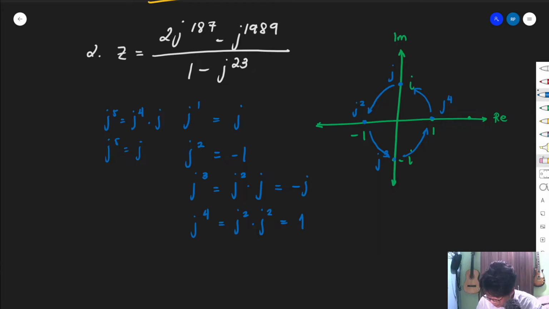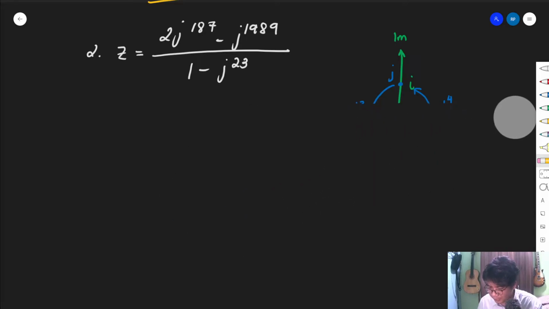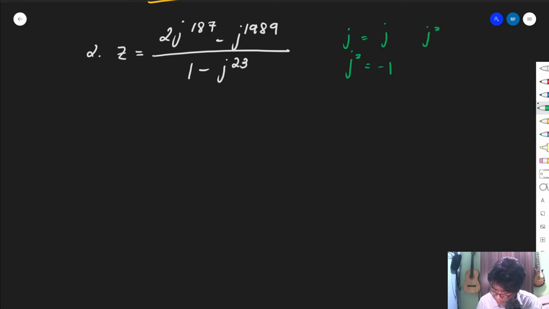Okay? So, burahin ko muna to. Ayan. I-write natin dito sa kabila. Okay? So, of course, j is equal to j. J squared is equal to negative 1. J cube is equal to negative j. And j to the fourth is equal to 1.